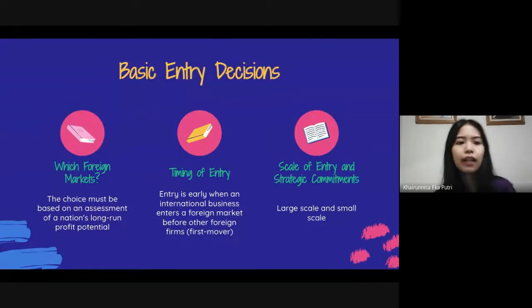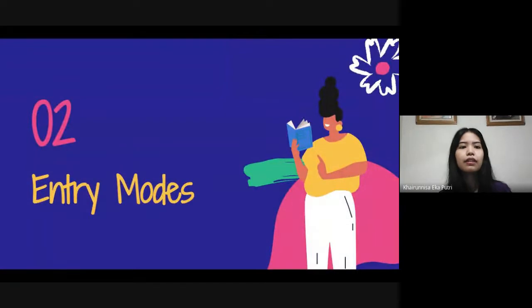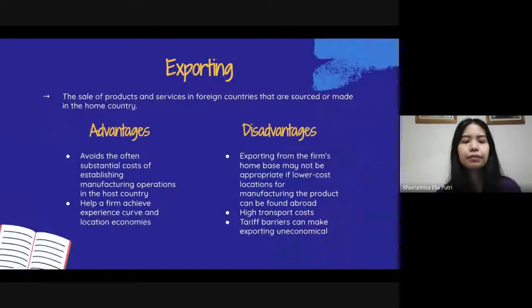Okay, next slide. Entry modes. Firms can use six different modes to enter foreign markets. First, exporting. Exporting is the sale of the product and services in foreign countries that are sourced or made in the home country. There are some advantages and disadvantages of exporting.